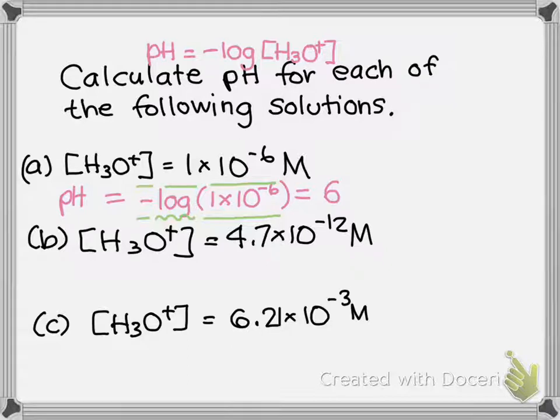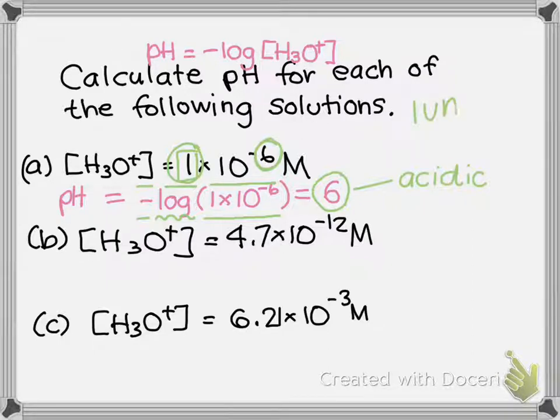Now, one thing on this letter A example, which is kind of interesting, is that we notice that the exponent here is equal to what the pH is. It's the positive value of the exponent. This will always be true when your coefficient is 1. So anytime the coefficient is 1, know that the pH is the positive value of the exponent. A pH of 6 would be considered an acidic solution. In fact, a pH of 6 has 10 times more acid than a pH of 7.